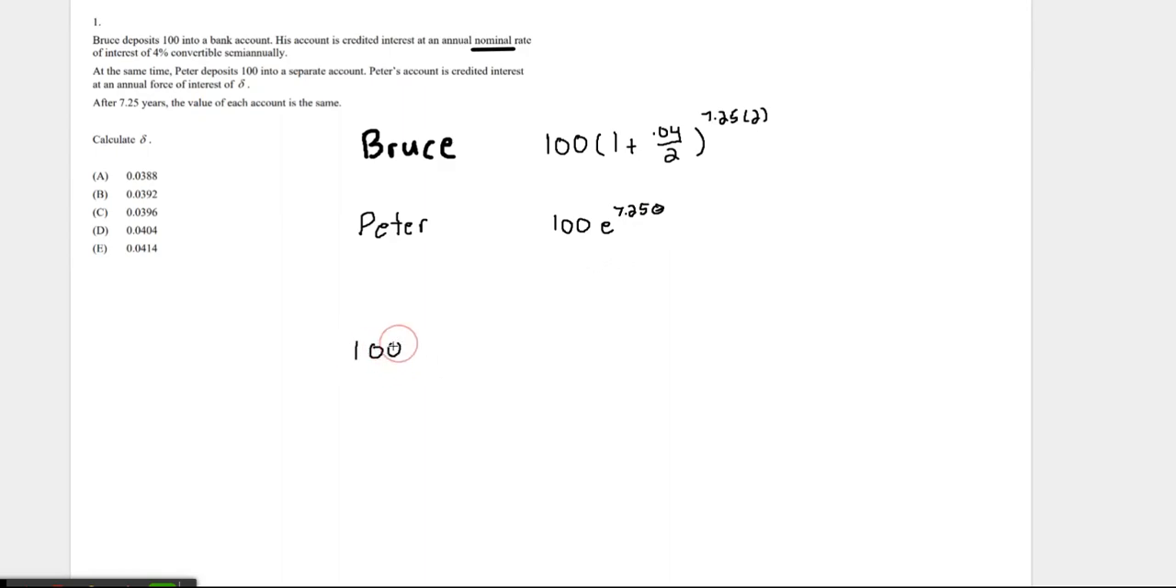So 100, and we can just make it a little simpler, 1.02 to the 14.5 power equals 100 e to the 7.25 theta. Okay, now these cancel out.